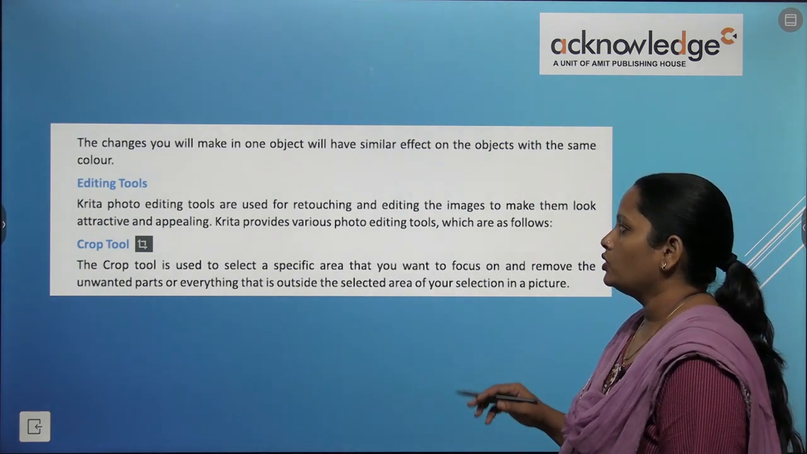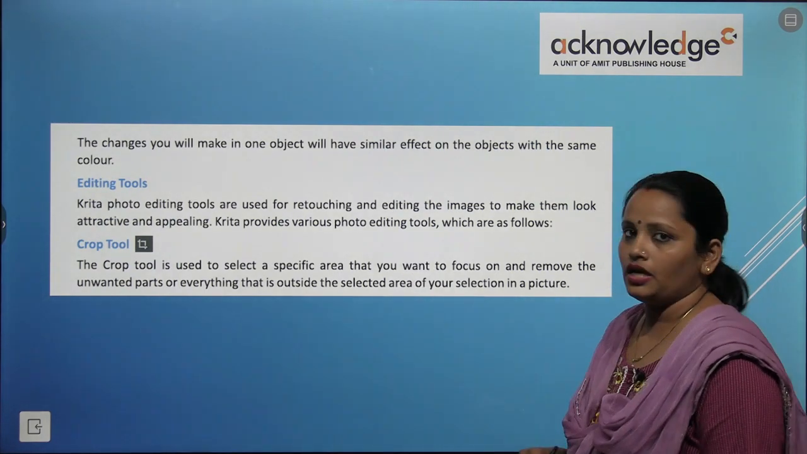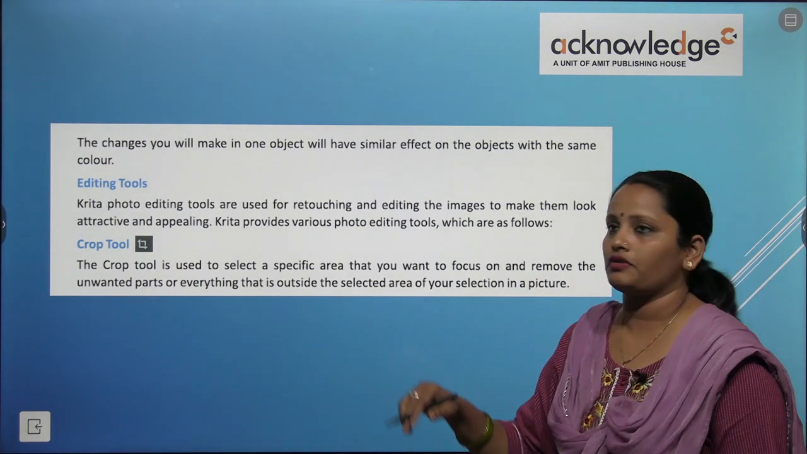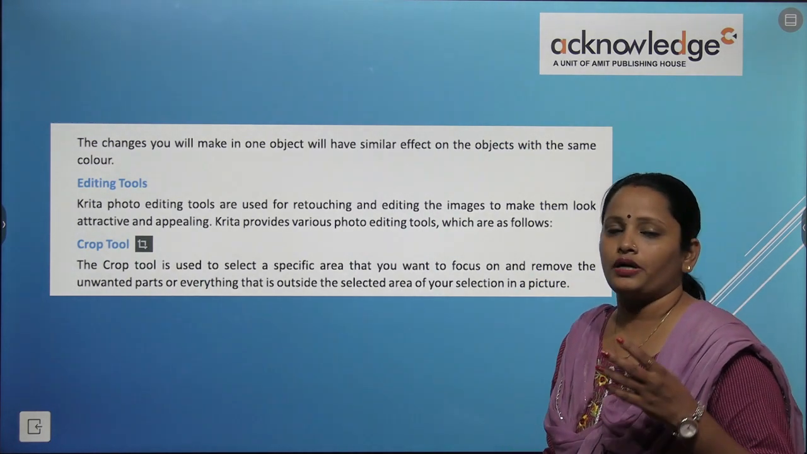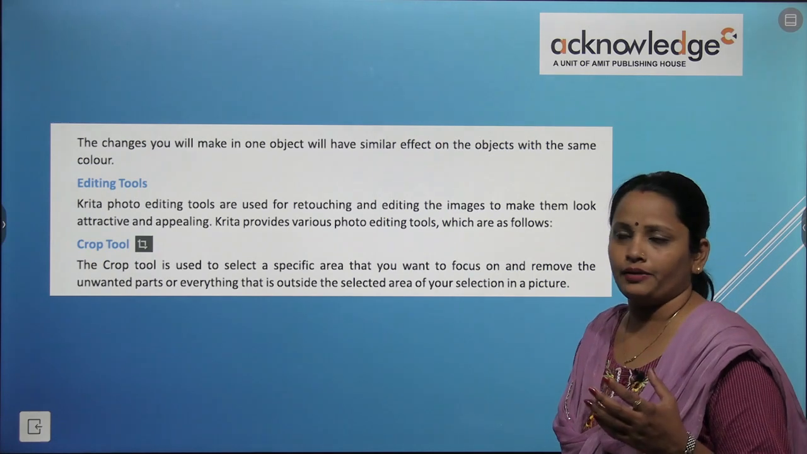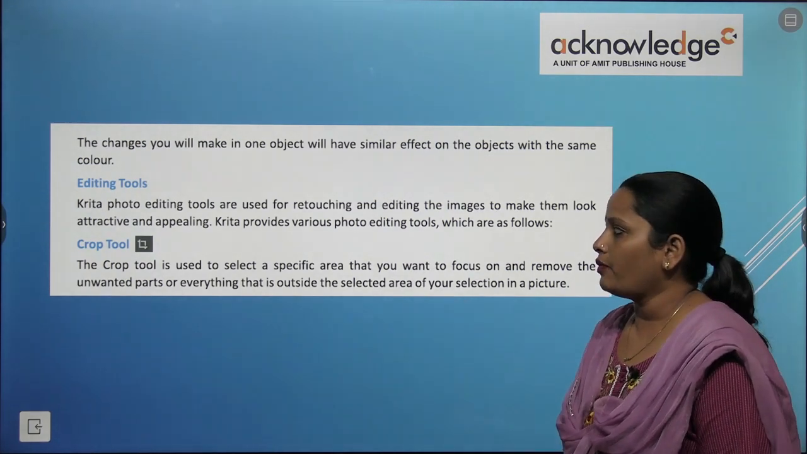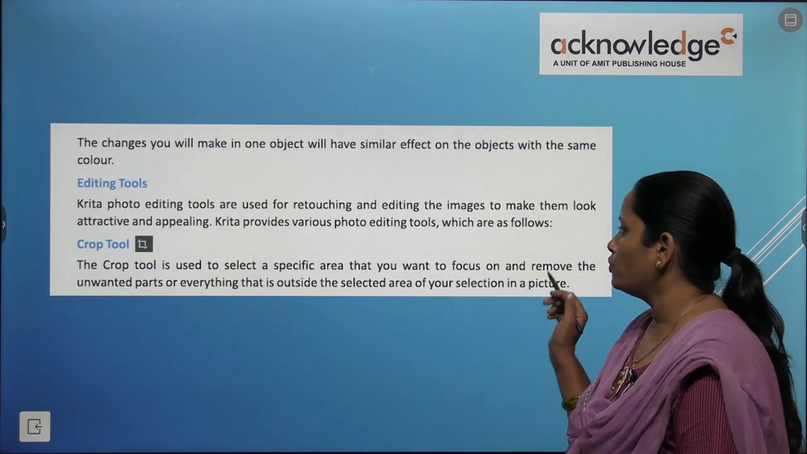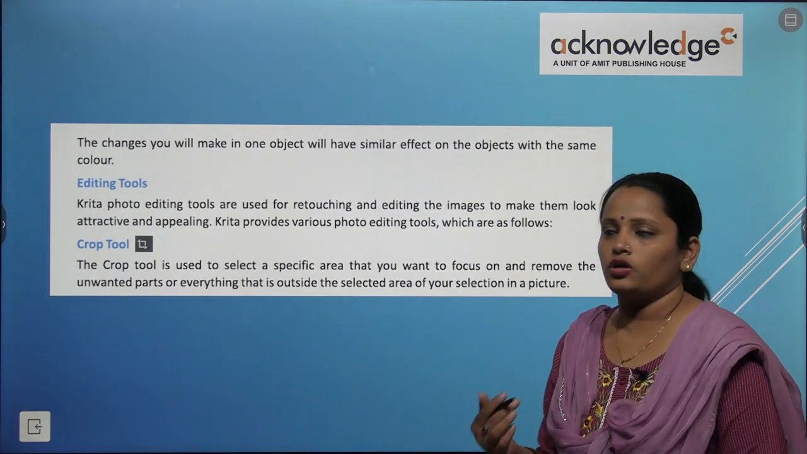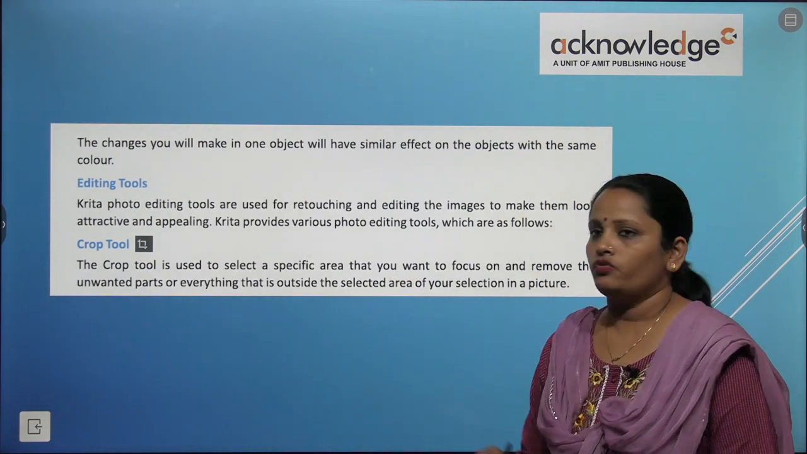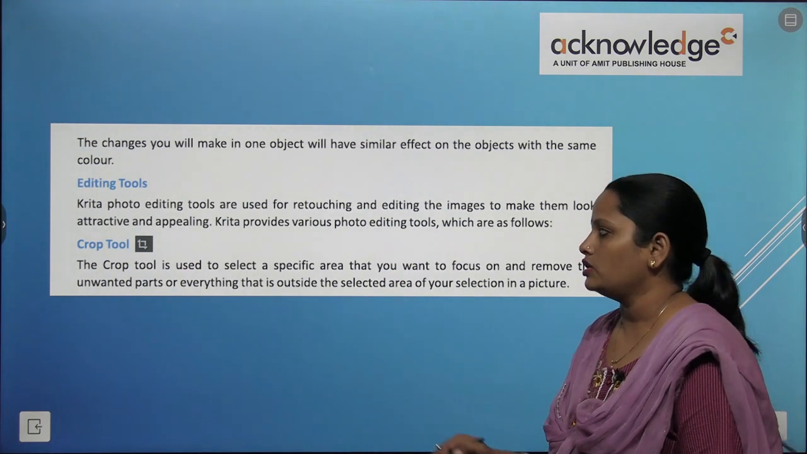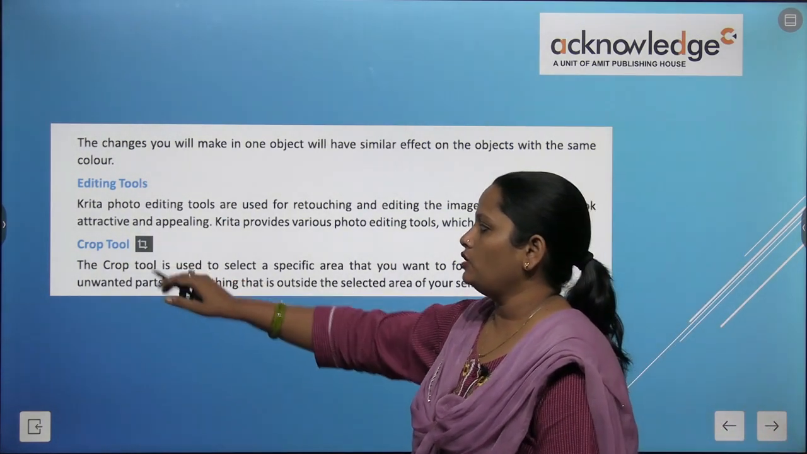सो क्रीटा फोटो एडिटिंग टूल आर यूज्ड फॉर रिटचिंग एंड एडिटिंग द इमेज टू मेक देम लुक अट्रैक्टिव एंड अपीलिंग। सो पिक्चर को अट्रैक्टिव या अपीलिंग बनाने के लिए हम एडिटिंग टूल्स का यूज करते हैं। Krita provides various photo editing tools which are as follows. So बहुत सारे editing tools हैं। First one is crop tool. This is the picture of crop tool.